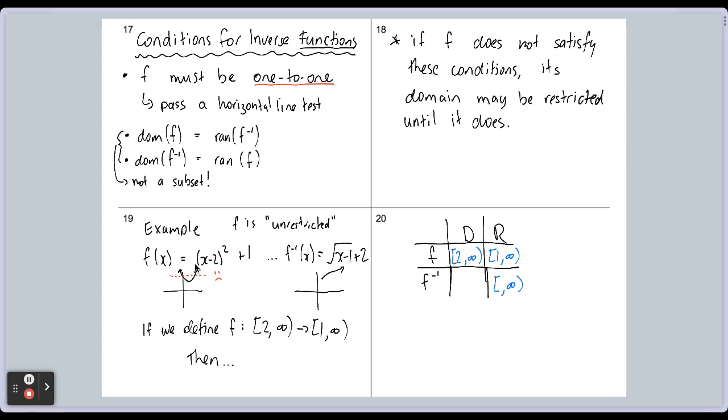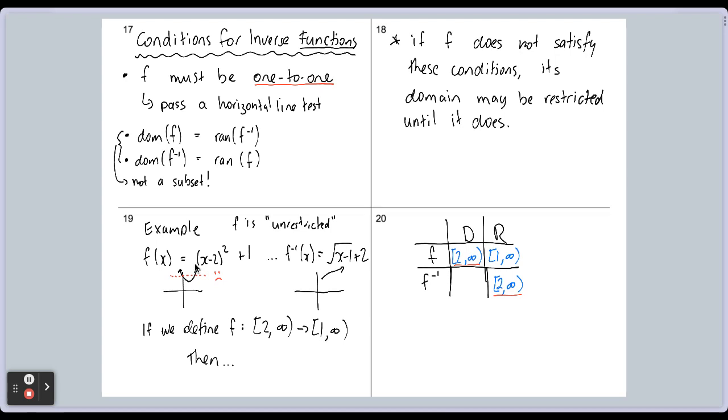I'm going to underline that in red so you can see it. And what does that mean about the domain of the inverse, so that it's fully defined, both the function and its domain?